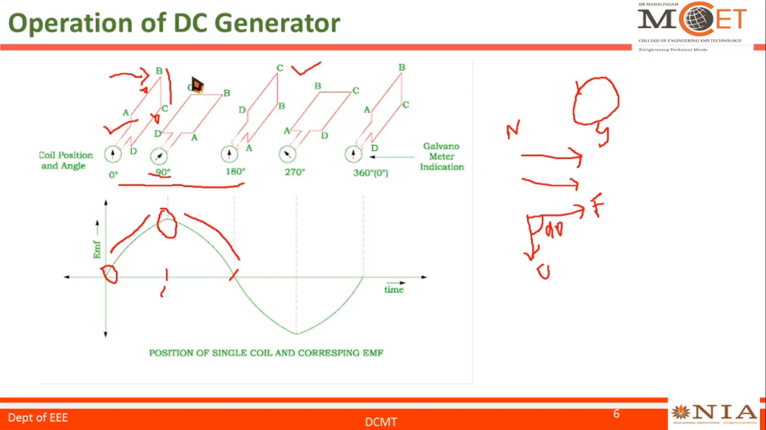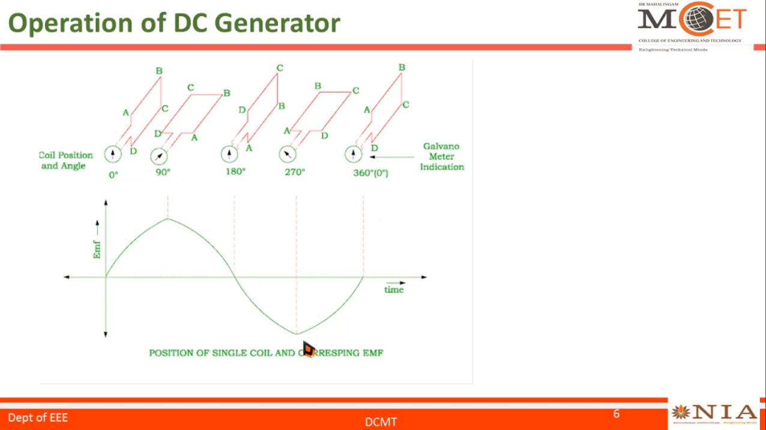Earlier, the coil side CD was under the influence of the north pole. Now the coil side CD is under the influence of the south pole. So the EMF induced will be negative, and look, the EMF induced is increasing in the negative direction, and it reaches negative maximum at 270 degrees. Beyond that, the conductor is still rotating from 270 degrees to 360 degrees, so the EMF induced is increasing from negative maximum to 0 value.